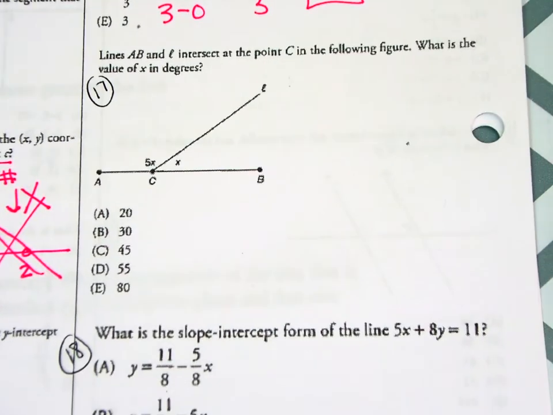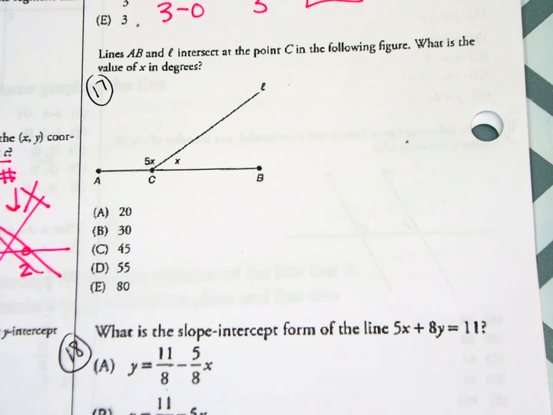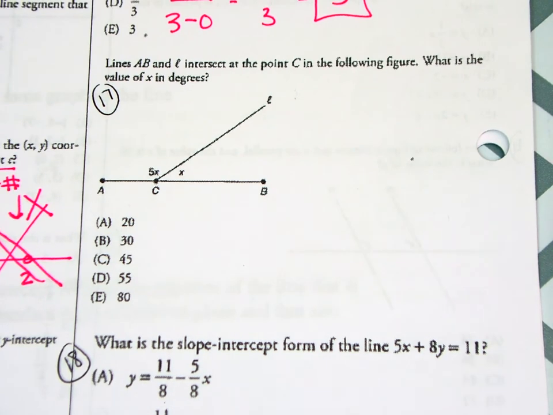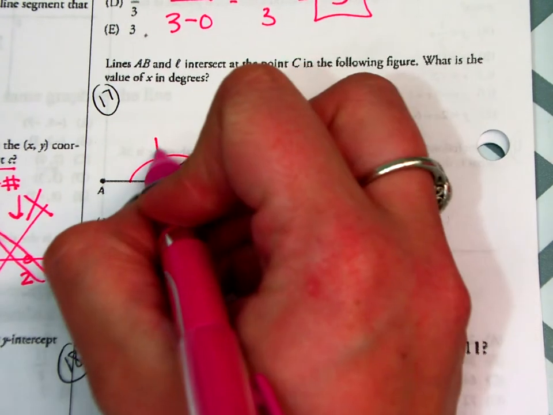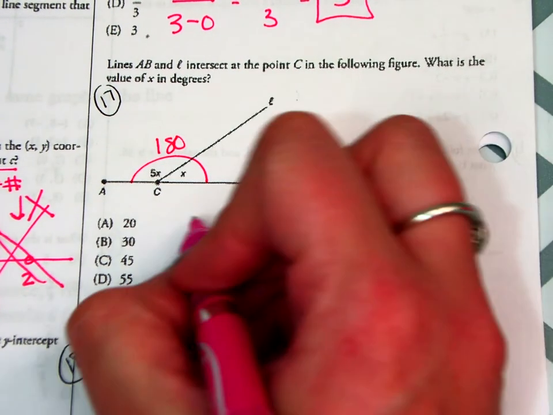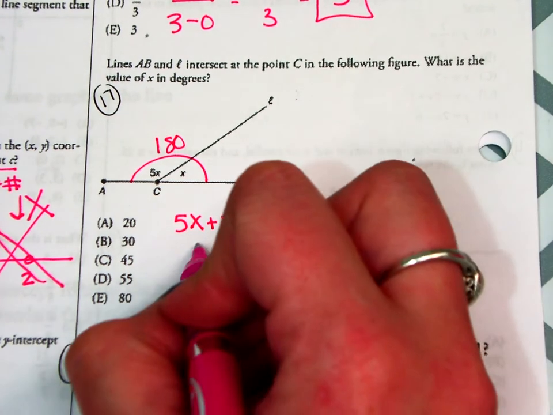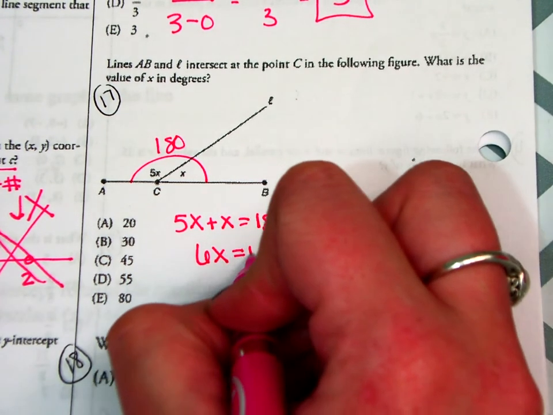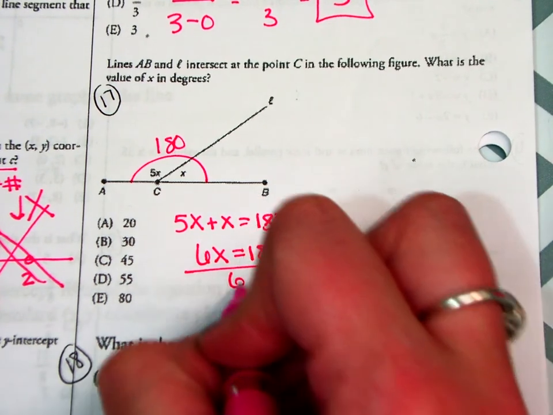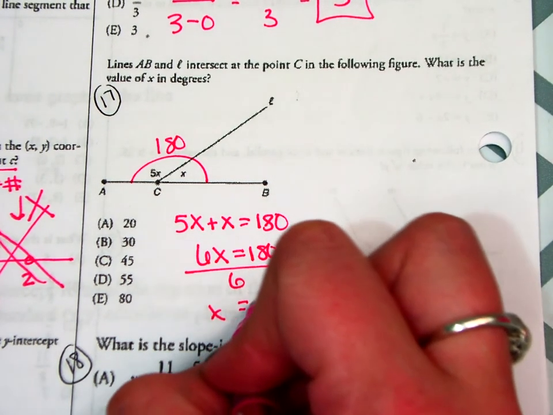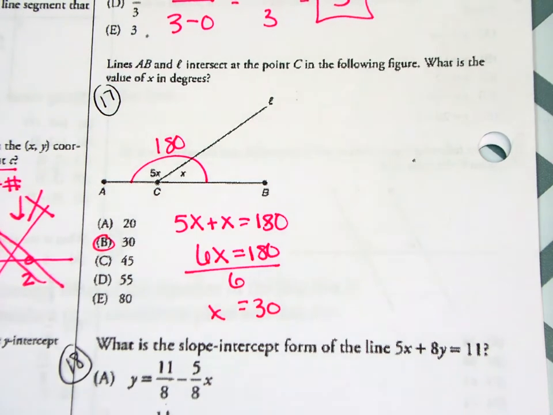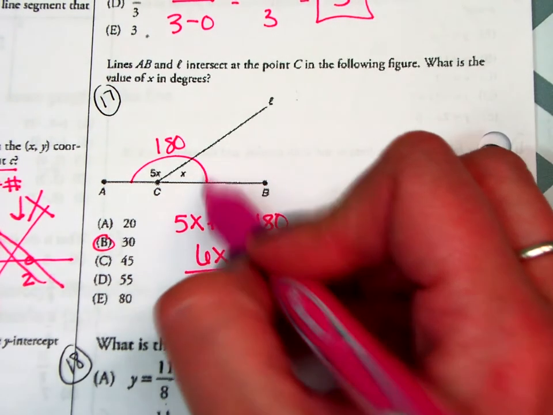Number 17, line AB and L intersect at point C. Which of the following is x? I see a straight line. My brain should go, hey, that's a linear pair. So 5x plus x equals 180. x plus 5x is 6x. When I divide by 6, I get an answer of 30, which is B, because it wants to know the value of x, which means x is 30.